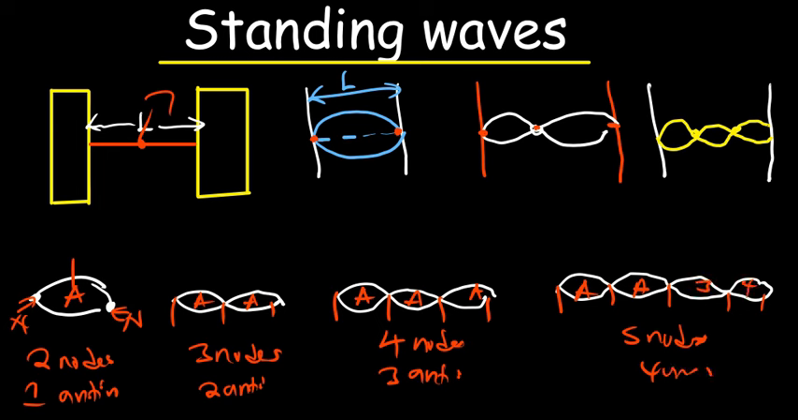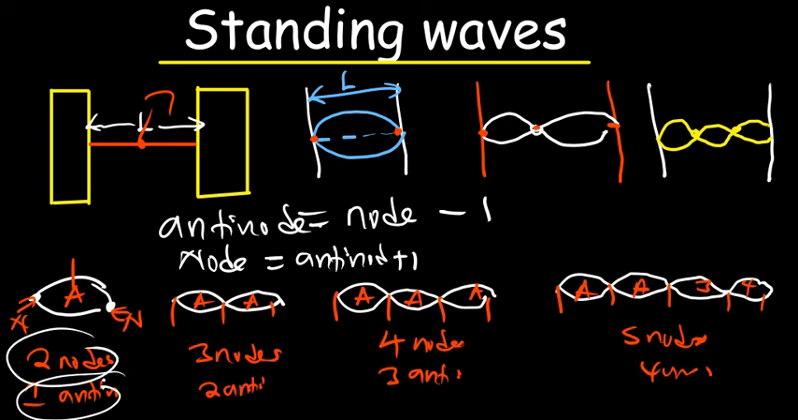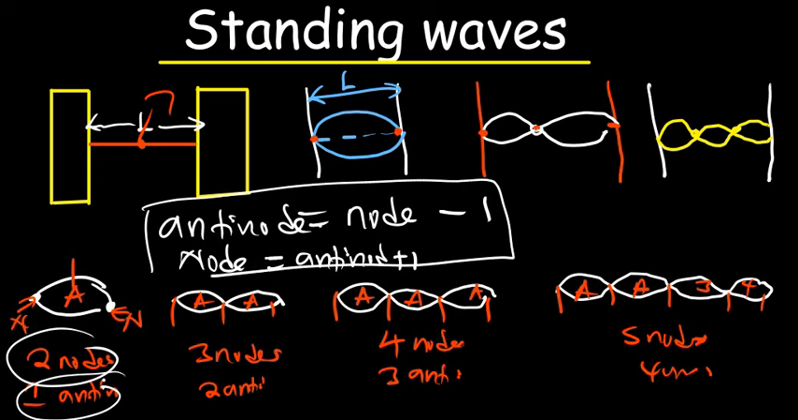So we can clearly come up with a formula. From the first part here, if I've got two nodes, for us to find the antinode, the antinode is going to be equal to the node minus one. So in the first part, if I have two nodes, to find the antinode, 2 minus 1 gives me 1. At the same time, I can say the node is equal to the antinode plus 1. It's just the same thing. If I've got 1 antinode plus 1, it gives me 2, which is 2 nodes. So this is a formula which you need to be familiar with under nodes and antinodes.